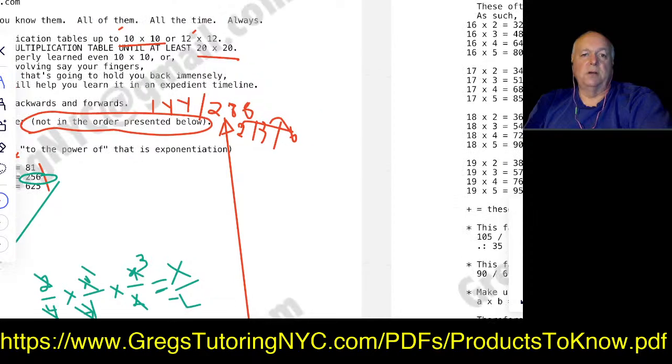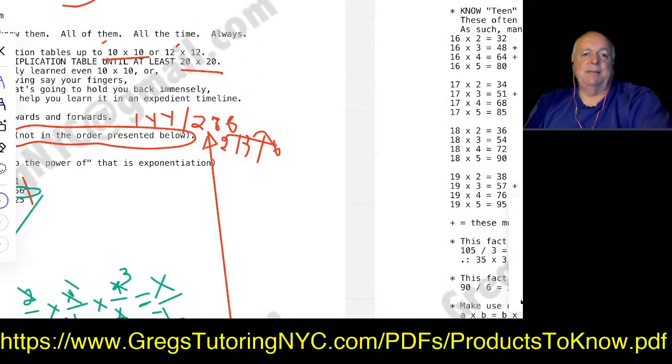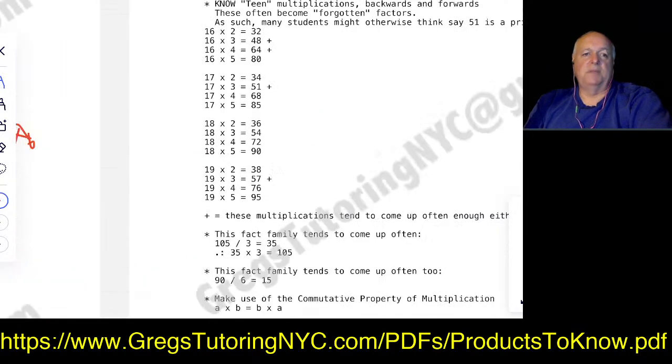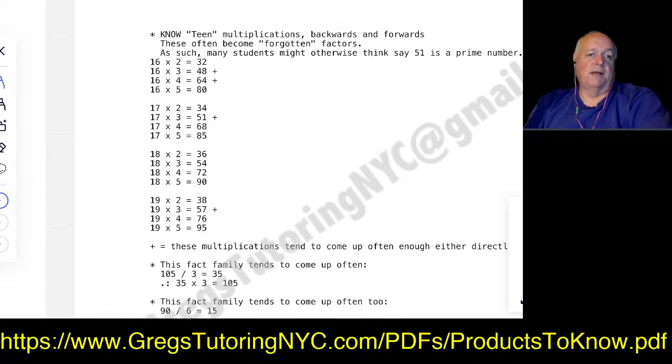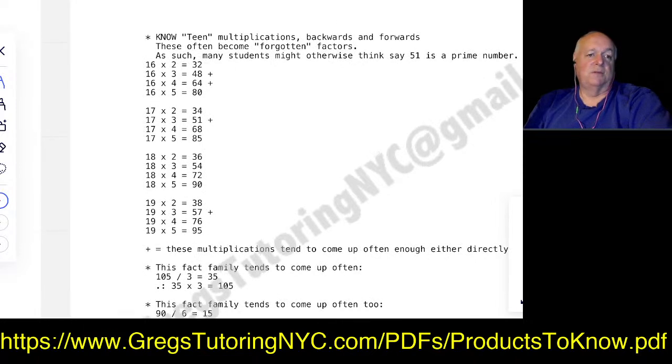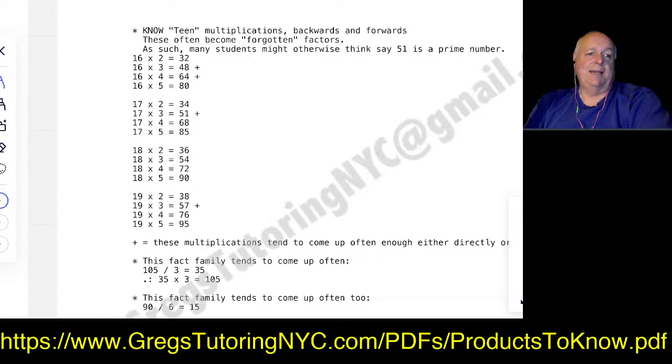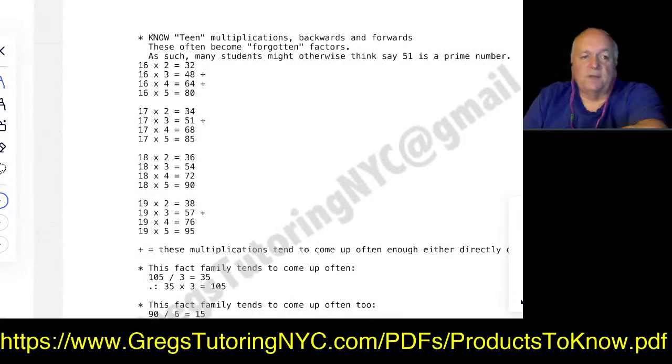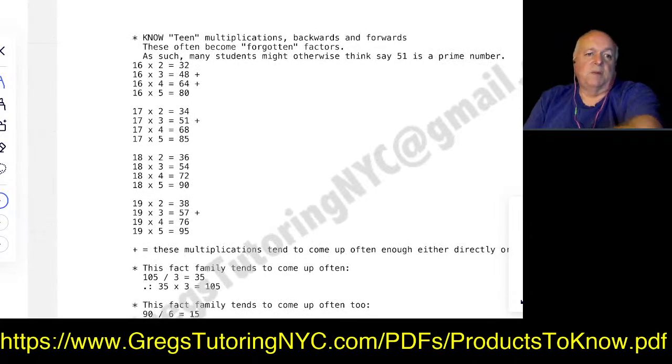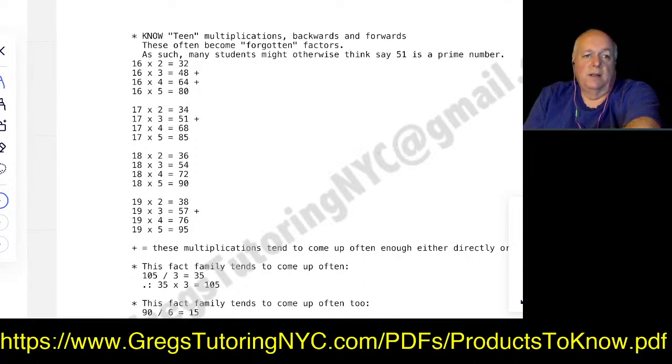Okay, you should also know what I call your teen multiplications. In particular, 16 times 2, 3, 4, 5, 17 times 2, 3, 4, 5, 18 times 2, 3, 4, 5, and 19 times 2, 3, 4, 5. And again, this is part of knowing 20 times 20. But there's numbers like 51 and 57.